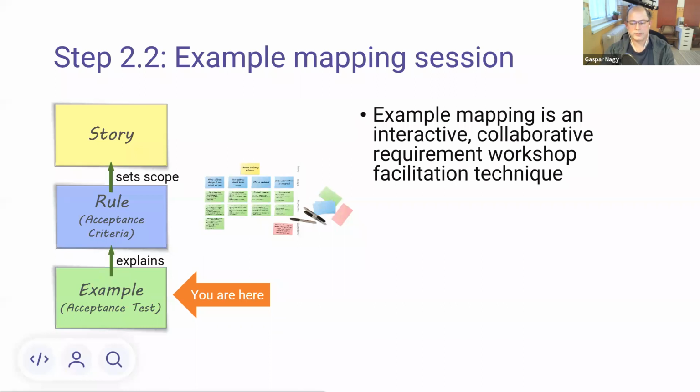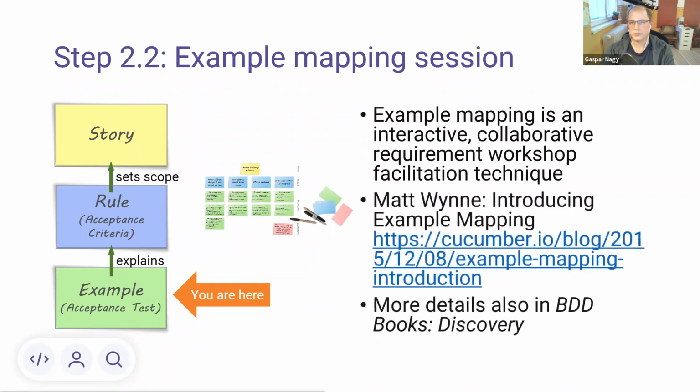Example mapping is a very useful technique. It's not a must-have technique in BDD, and you can do some alternatives as well. But definitely, if you would like to get more practice on how to come up with examples, that's something useful to try. The idea of example mapping came from Matt Wynne. His initial article is still on the web, so if you just search for example mapping, and Jordan will also paste the link probably to the chat window. He has a very good summary of that. If you have our BDD Discovery book, then we also talk about that in detail.